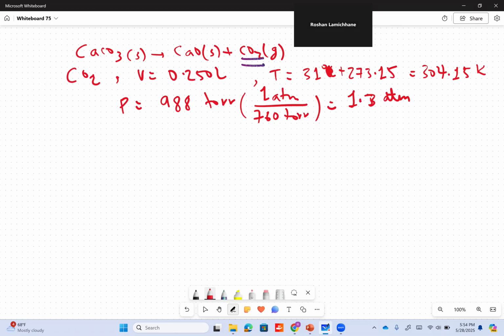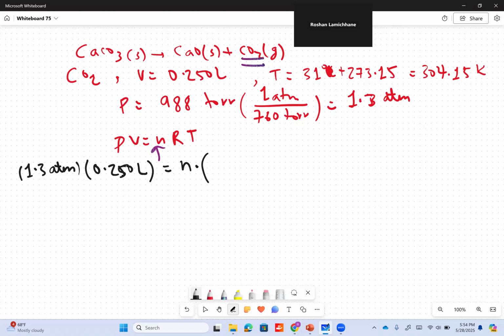So now I'm going to use my PV equals nRT equation, because in this equation, I know everything except for my number of moles. So let's plug that in. My pressure value is 1.3 atm. My volume value is 0.250 liters. I'm going to tell you why I'm using liters for this problem in a little bit. My n is my unknown.